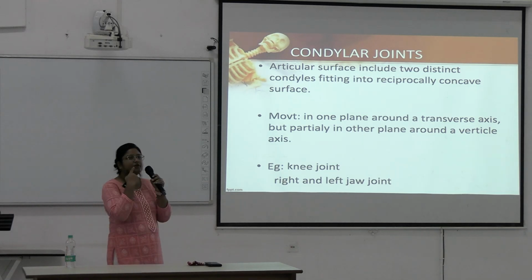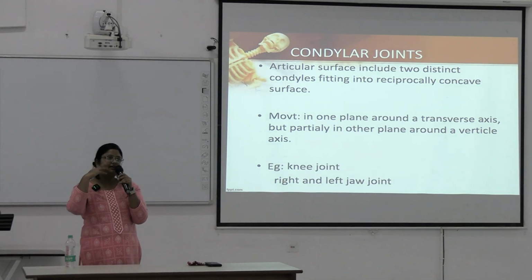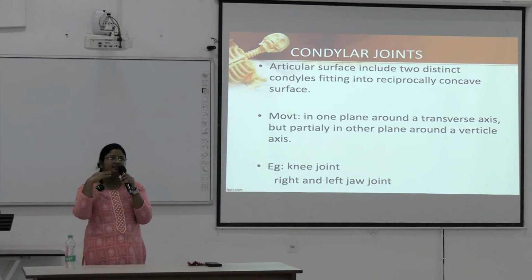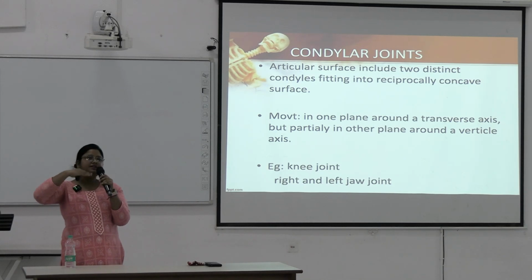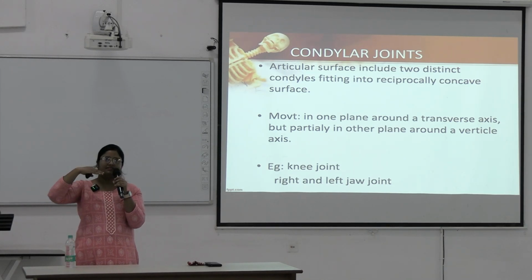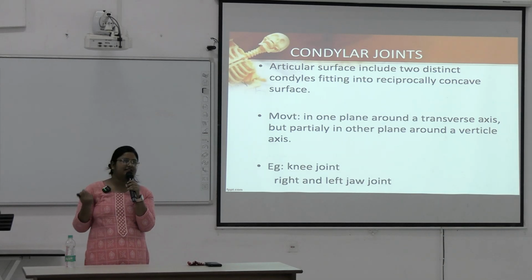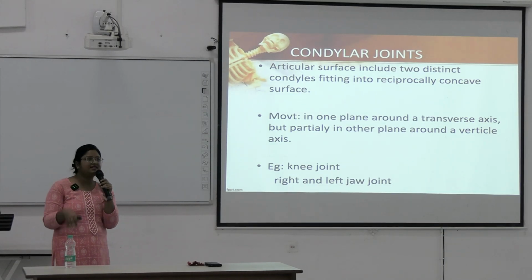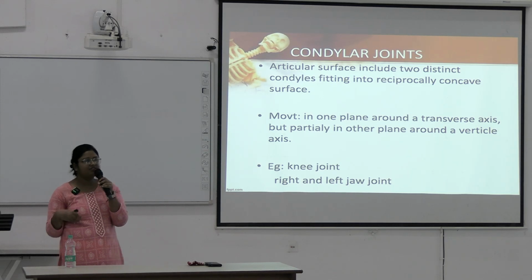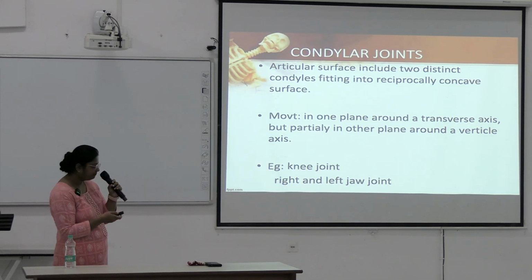In the jaw joint, lower jaw movement occurs in upward and downward movement. The main movement is this, but some side to side movement can also occur. So up and down movement occurs around a transverse axis and side to side movement occurs around a vertical axis. For the knee also, some rotation occurs around a vertical axis and flexion and extension occur around the transverse axis.